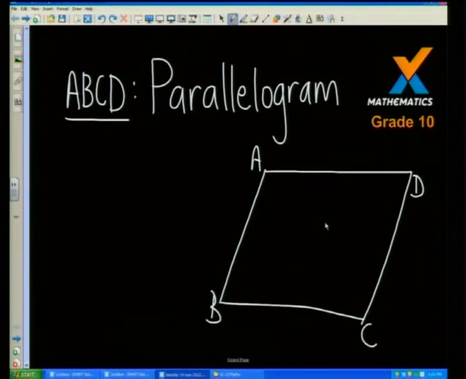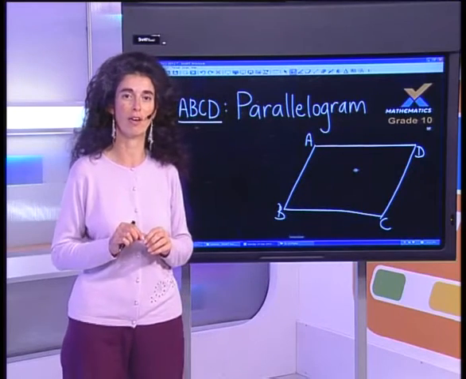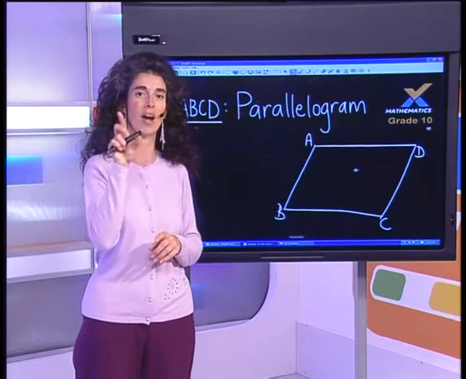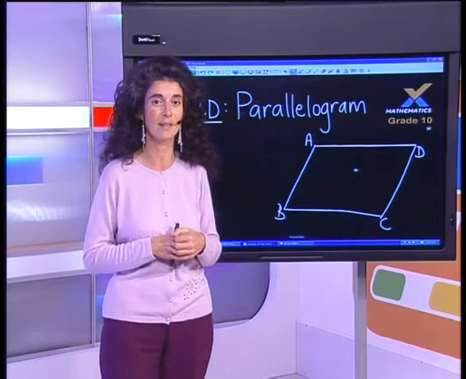So if you look at the figure, starting at vertex A, B, C, and D, notice something technical about naming a parallelogram: we label it either in a clockwise or anti-clockwise direction. Otherwise, we're going to have this all over the place.